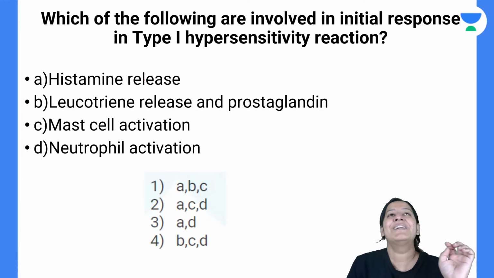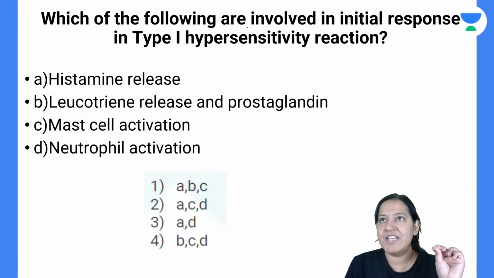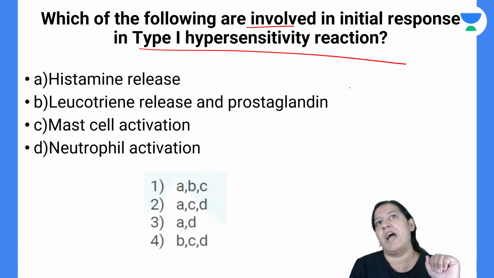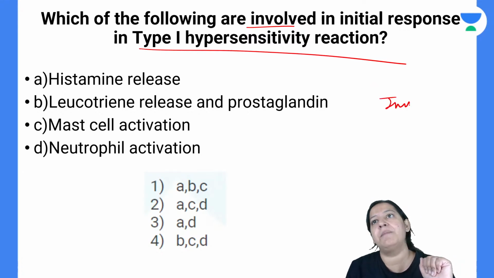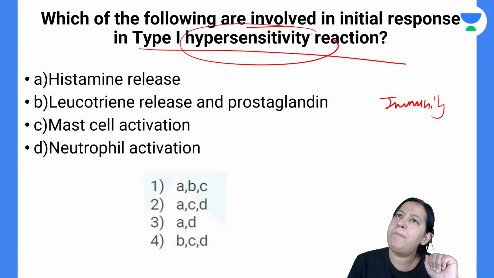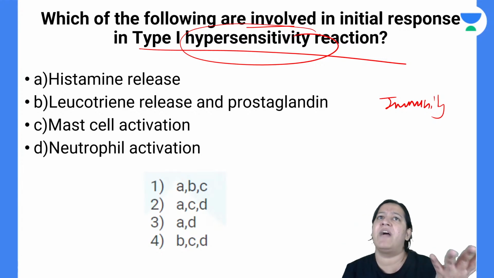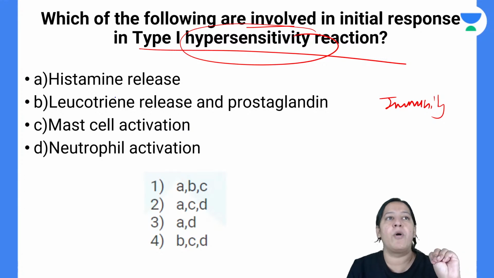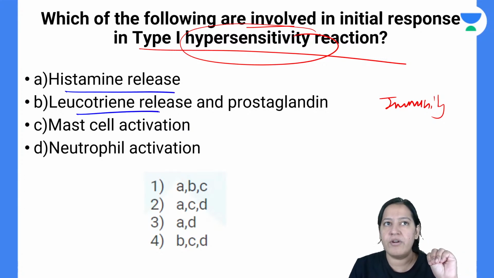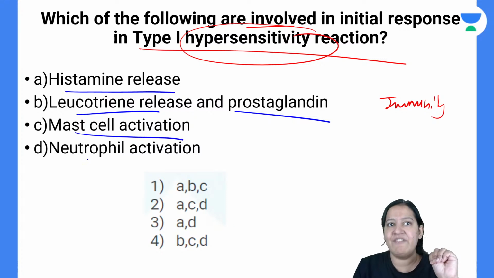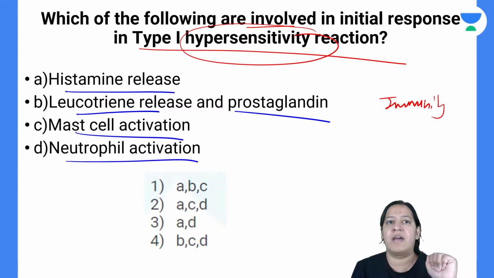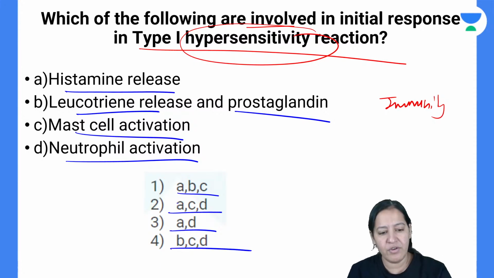Okay, read the question. Which of the following type involved in initial response and type 1 hypersensitivity? Now from immunity in micro immunity section, hypersensitivity is a very potential topic in which repeated MCQs and PYQs are asked. So read the options first. You have 4 options. Write your answer in the chat box. Histamine release, leukotriene and prostaglandin release, mast cell activation or neutrophil activation. Which of them are correct? ABC or ACD or AD or BCD?